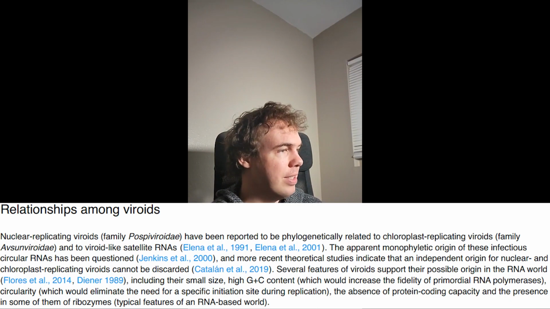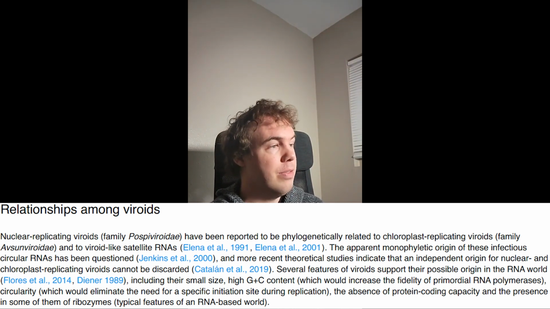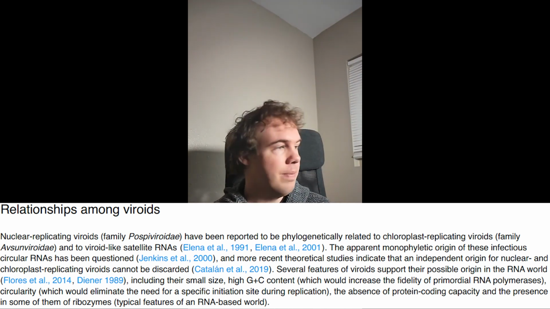Relationships among viroids. Nuclear replicating viroids, the Pospiviroidae, have been reported to be phylogenetically related to chloroplast replicating viroids, the family Avsunviroidae, and to viroid-like satellite RNAs. The apparent monophyletic origin of these infectious circular RNAs has been questioned.